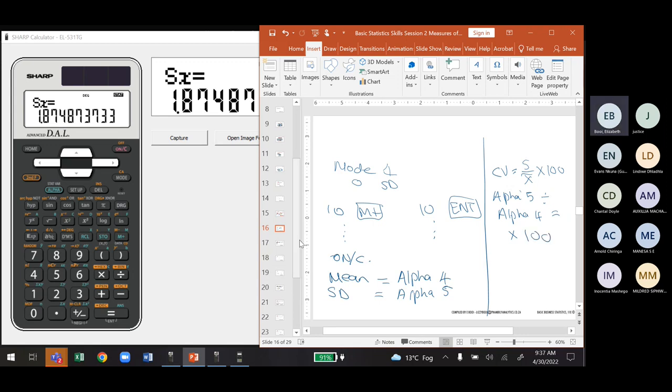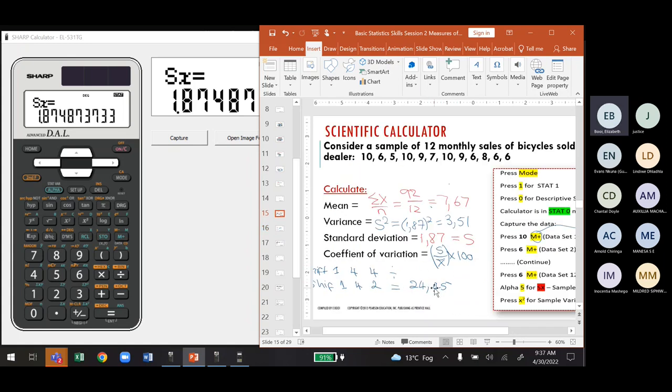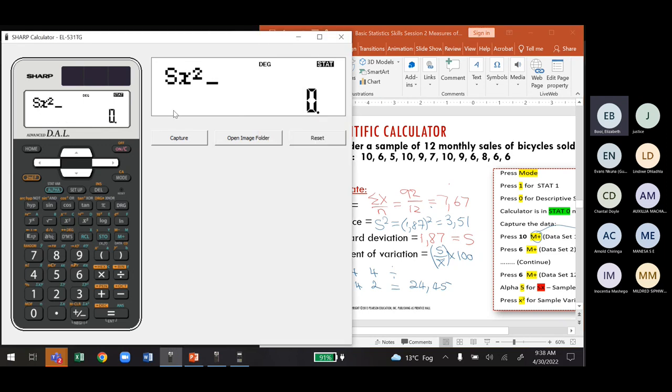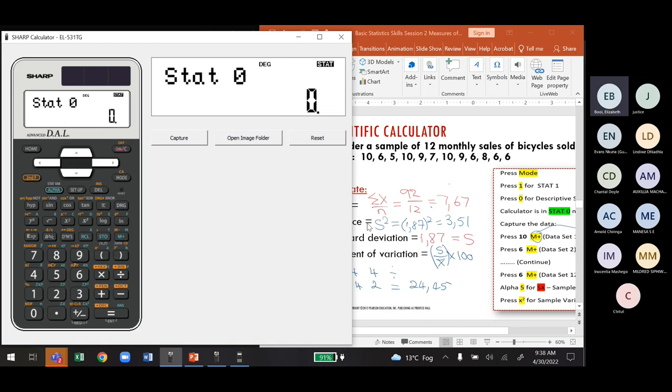You just do that. So let's calculate the coefficient of variation. I'm going to go back there. We know that we got 24.5. Oh sorry, before we calculate the coefficient of variation, we need to calculate the variance. We know that the variance is the square. You just press the square button, which is the x squared, and it will change to s squared, and then press the equal sign, and you can see that we get 3.51. So that's how easy it is. To get the variance, you first calculate the standard deviation, and then you press the square.